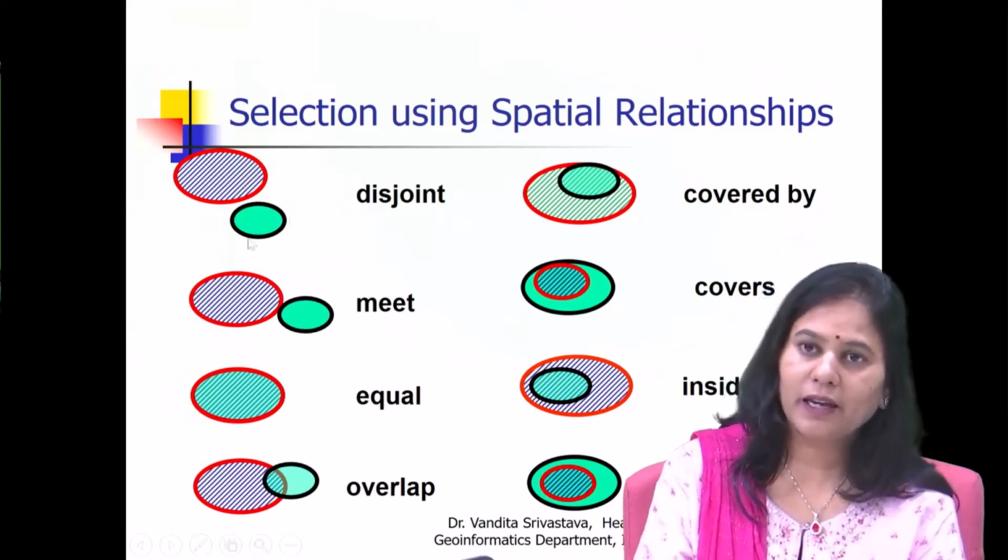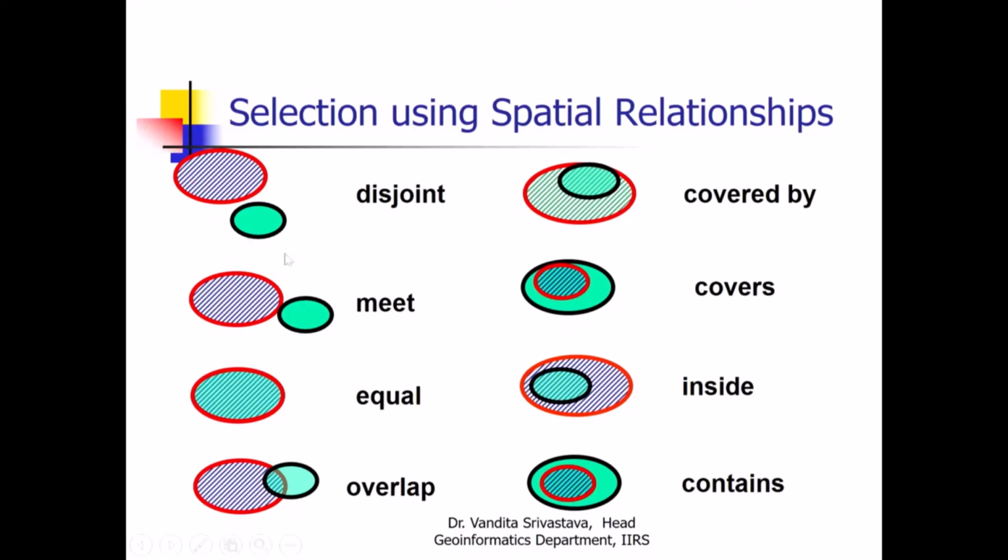They are like, A and B are disjoint. A is disjoint from B, B is disjoint from A. A meets B, B meets A. A is equal to B, B is equal to A. A overlaps B, B overlaps A. But here we cannot interchange. We cannot say A is covered by B, B is covered by A, right? We will say A is covered by B, B contains A, like that.